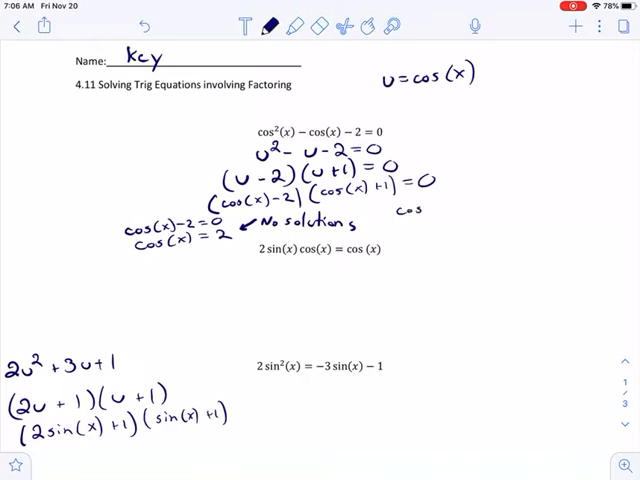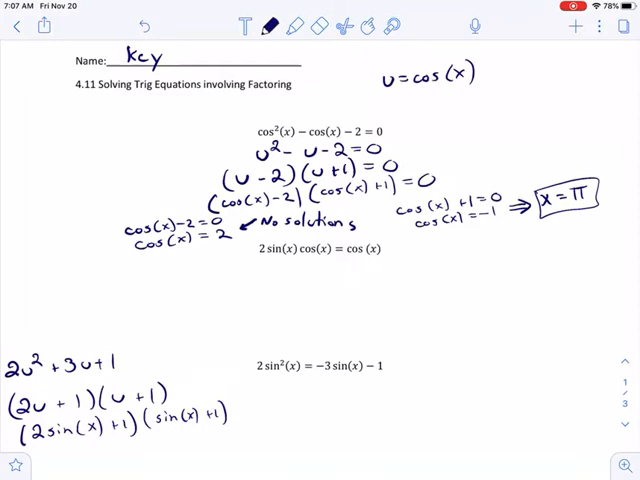Our other factor is cosine of x plus 1 equals 0. Take away 1 from both sides, and I end up with cosine of x equals -1. Now I'm looking for where on my unit circle my x coordinate, because x is for adjacent, is -1. And I can find that at x equals pi. If I'm only reporting solutions between 0 and 2 pi, that would be my answer. So yeah, those are all the solutions.